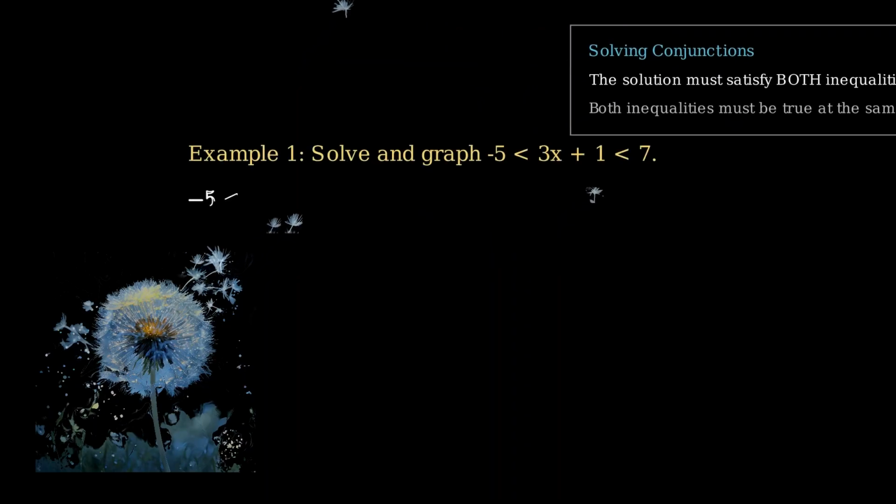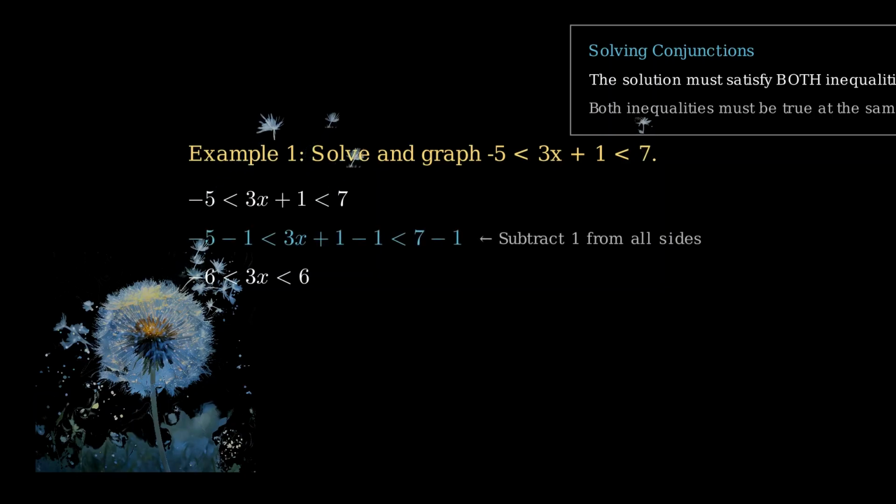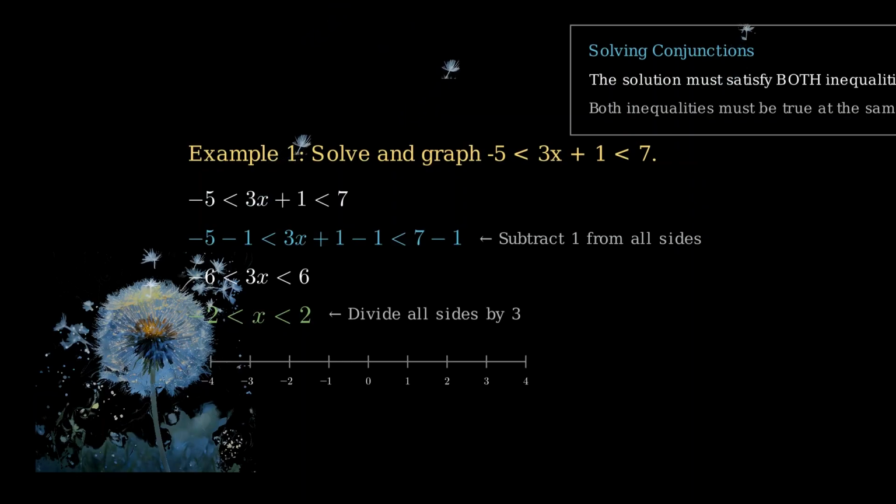Let's solve example 1. Solve and graph the inequality. Negative 5 is less than 3x plus 1, which is less than 7. Our main aim is to isolate x all by itself in the middle. First, let's subtract 1 from all three parts of the inequality. This gives negative 6 is less than 3x, which is less than 6.